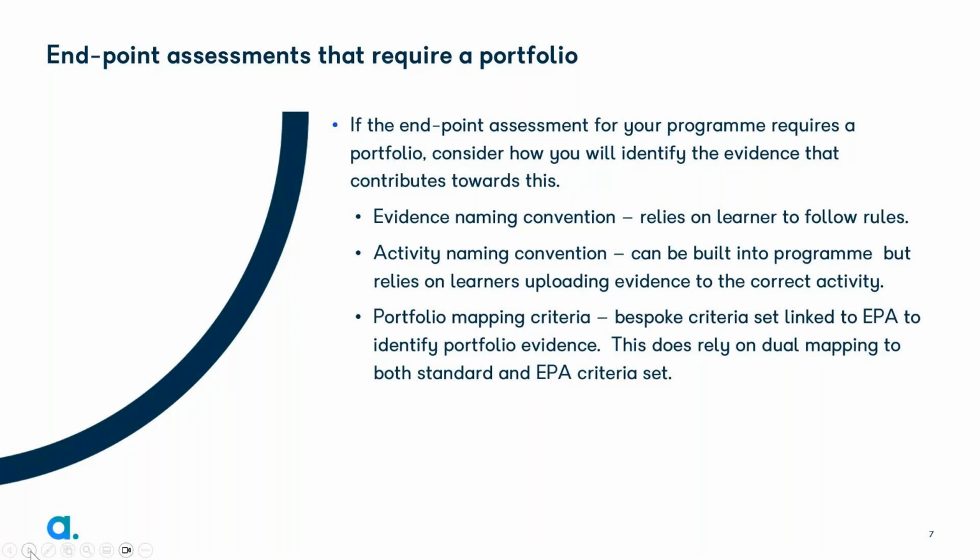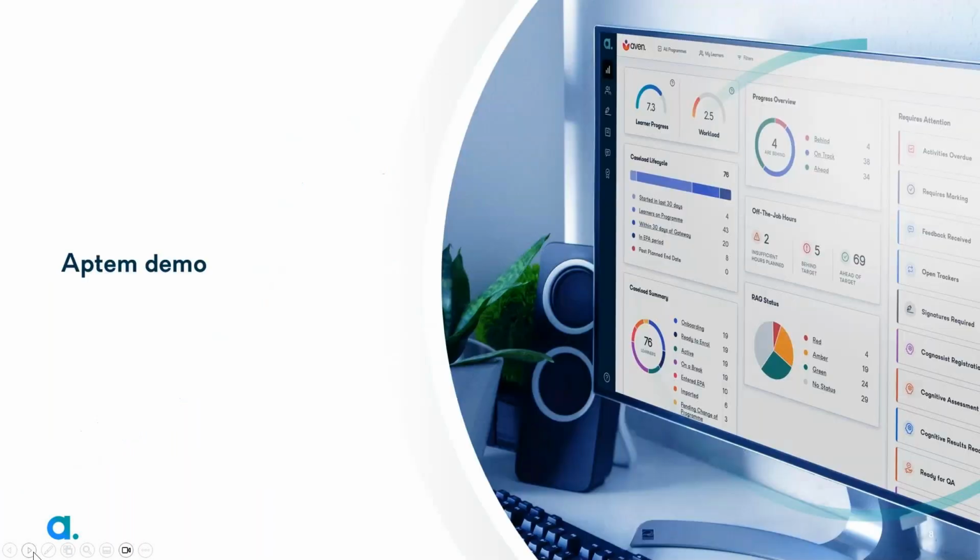The third option you may want to consider would be to use a specific portfolio mapping criteria set, and bespoke criteria sets can be built within Aptem, directly linking evidence to EPA requirements. Although this method requires dual mapping to both standard and EPA criteria, it does provide a clear structure for identifying relevant EPA portfolio evidence. Each approach can be tailored to suit the program, helping ensure that when it's time for EPA, the required portfolio is well organised and ready for submission. And what I'd like to do is show a few of those approaches within Aptem.